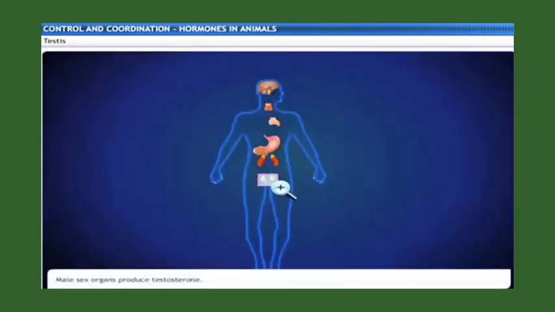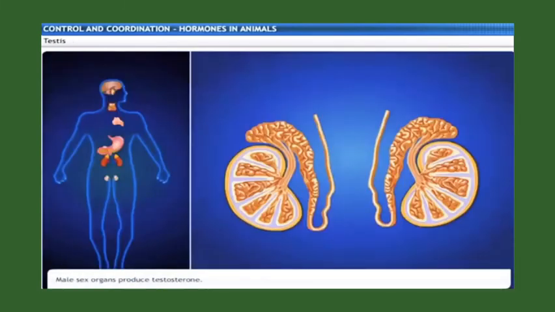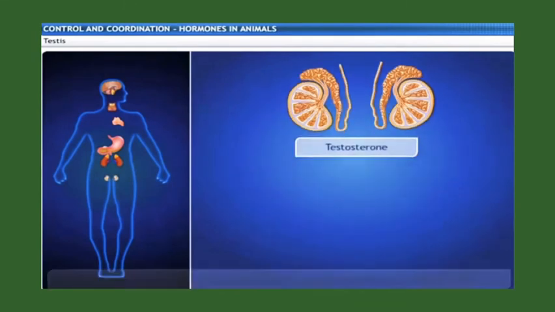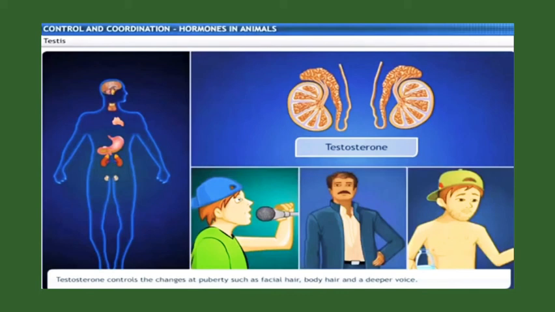A pair of testes is the male sex organ located in the scrotum, which is outside the abdomen. They produce the hormone testosterone. Testosterone controls the changes which occur during puberty, like a deeper voice, facial, and body hair.